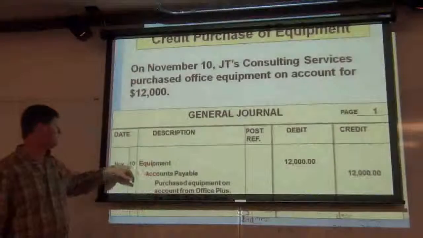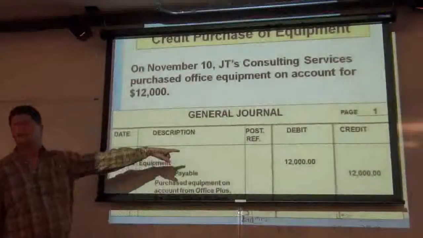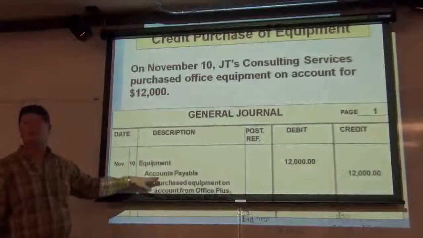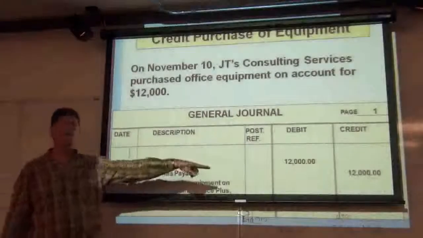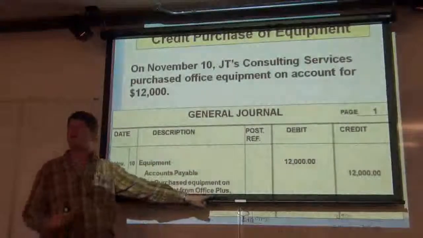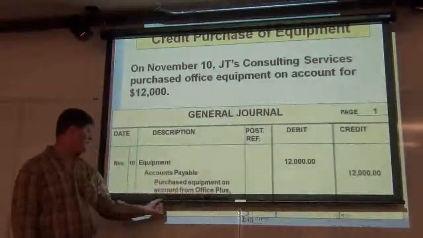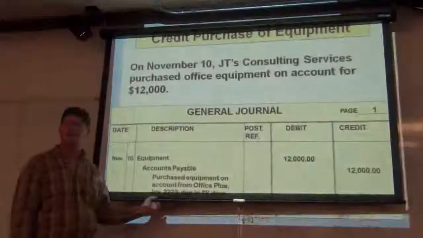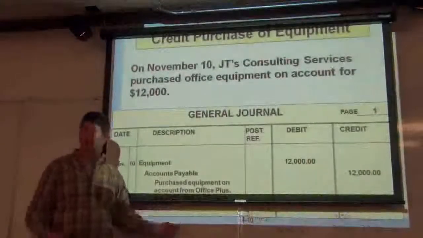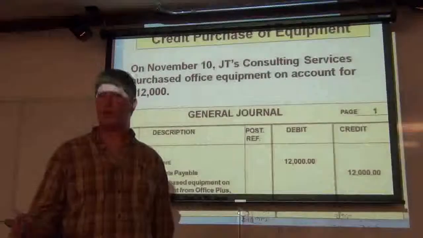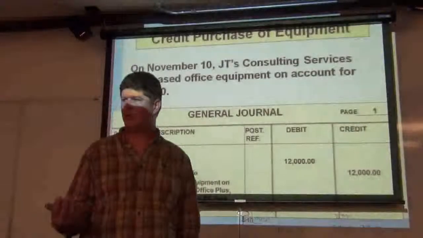Next, a couple days later on the 10th, we bought some more equipment. Equipment goes up, debit, $12,000. Accounts payable. We didn't pay for it in cash this time, did we? We promised to pay them later, so it goes up, credit $12,000. Purchased equipment on account from Office Plus. This one's better. They even got the guy's name in here. And you can't see it, but it says invoice 2223 due in 60 days. So I know who I owe the money to, I know the invoice number, and I know when it's due. You've got to record all that somewhere, otherwise how do you know when you owe the guy money? Good?